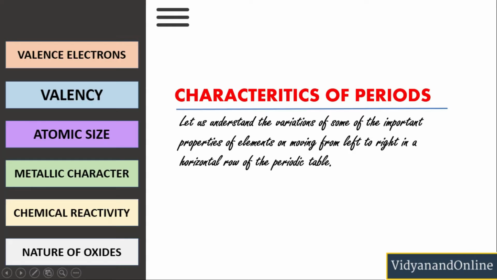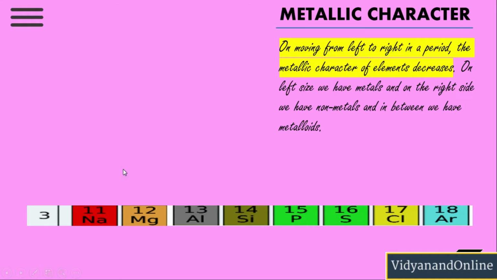Now let us talk about the next property. The next property is metallic character. What will happen if you move from left to right in a period? The metallic character decreases. Let me tell you why. If we talk about sodium, its electronic configuration is 2,8,1. So it is going to lose its 1 electron in order to become stable. Now magnesium is 2,8,2. Again it is going to lose 2 electrons in order to become stable.